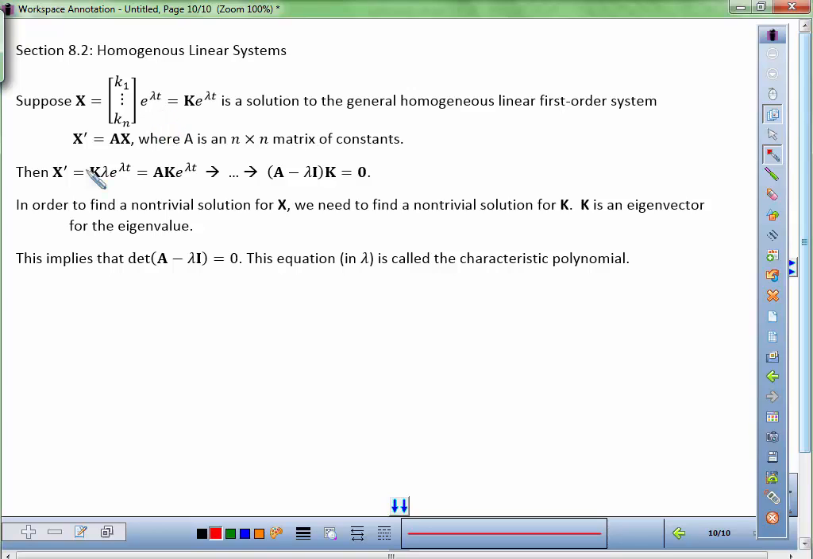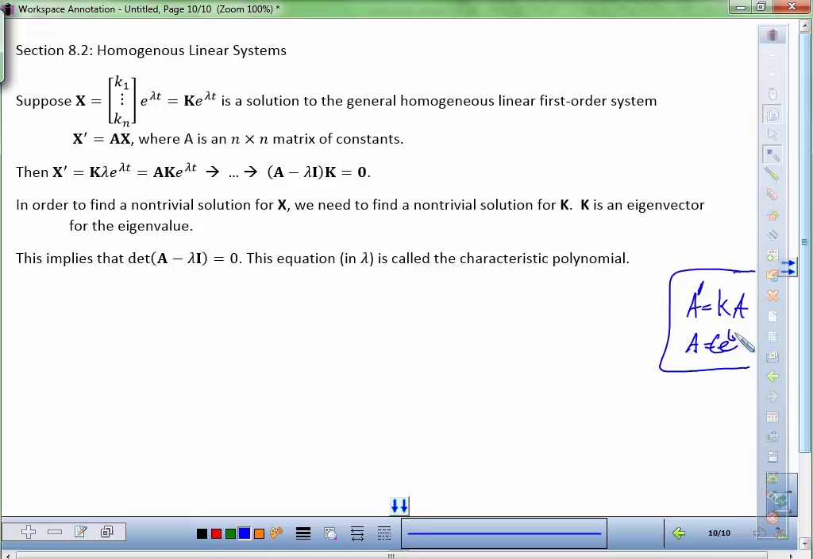So let's think back again to the very first week of class, where we had a nice simple first order linear differential equation: A prime is equal to k times A. That was our simplest differential equation, and we found that the solution for this is some constant times e to the kt.